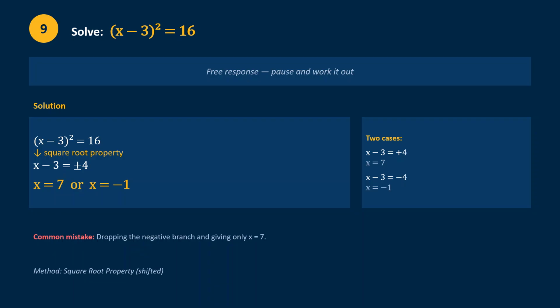This is the square root property at work. The equation was already in perfect square form, so there was no need for factoring or the quadratic formula. The common mistake is forgetting the negative branch and only writing x equals 7.